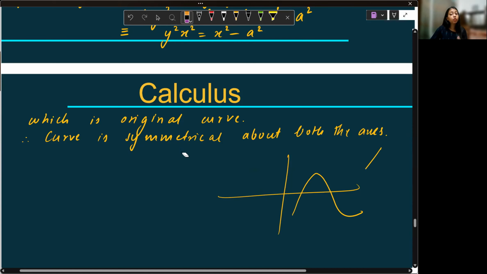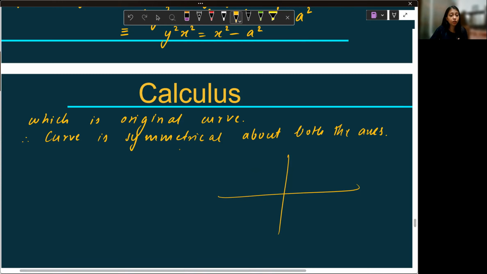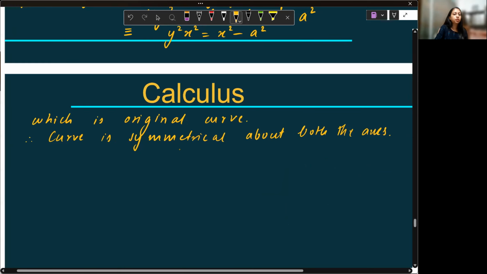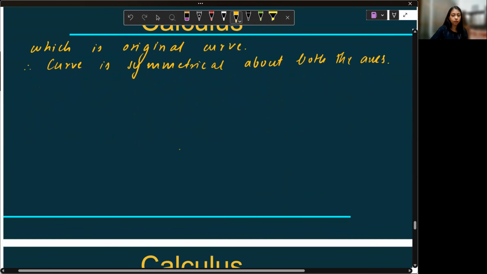Now, if it is symmetric about the x-axis also, that means I don't have to worry about above the x-axis and below the x-axis both. I only have to figure out one section. That means if you can figure out your graph only in the first quadrant, then you can draw the graph, because it is symmetrical about both the axes. So whatever is the nature of the graph here, let's say this is the graph, this will be the graph below because it is symmetric about the x-axis also. So we are looking only at how the curve looks in the first quadrant.